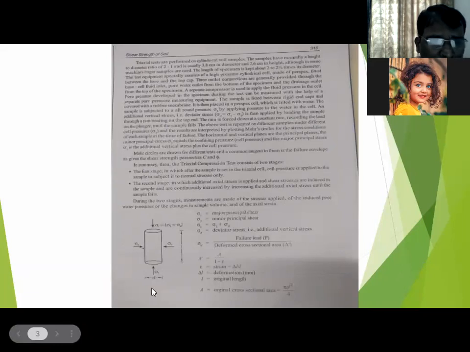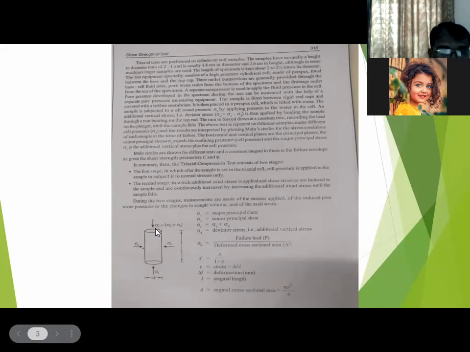देखिए ये जो है इसका डायमीटर है, ये इसका लेंथ है. It is the diameter and length. इस टाइप का सैंपल रहता है आपका. हाँ, तो ये डायमीटर है, ये लेंथ है, और यहाँ पर ये पोर प्रेशर है. सिग्मा 3 is the pore pressure because of water.